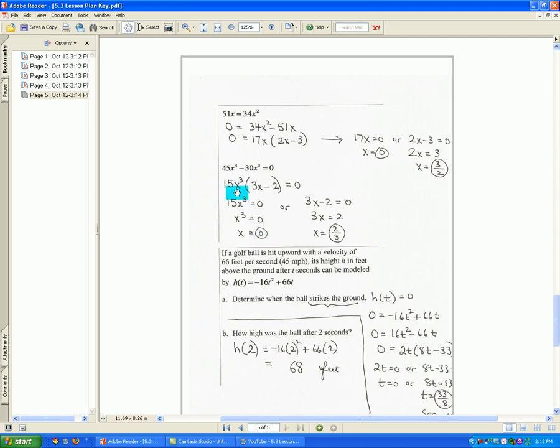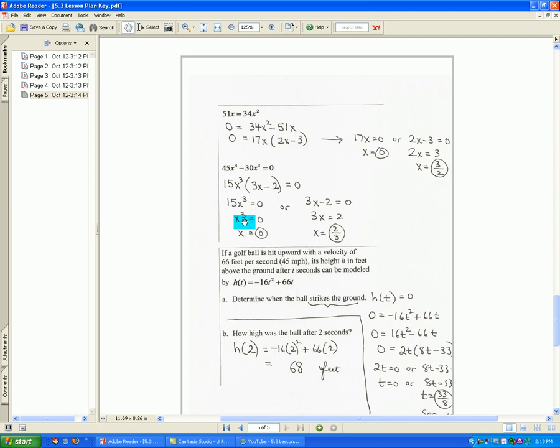My greatest common factor is a 15x cubed. I pull that out, leaving me with a 3x minus 2. Notice I already had the 0, so all I had to do was factor. Now, I set each of the factors to 0. 15x cubed equals 0. Divide by 15.